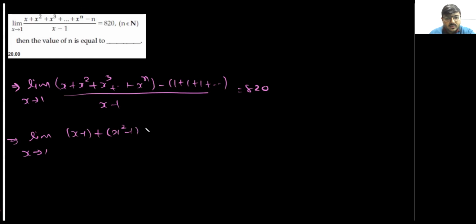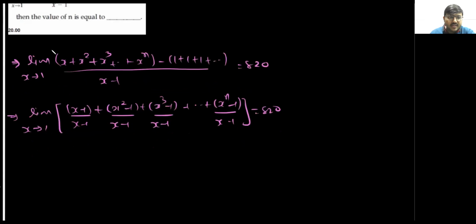Now this is also an easy one. The limit as x tends to 1 of x plus x square plus x cube plus up to x^n, minus n, which I can write as 1 plus 1 plus 1, whole divided by x minus 1, is equal to 820. Let me take all these ones together: x minus 1 plus x square minus 1 plus x cube minus 1 plus dot up to x raised to n minus 1. Let me apply the limit to the terms separately.